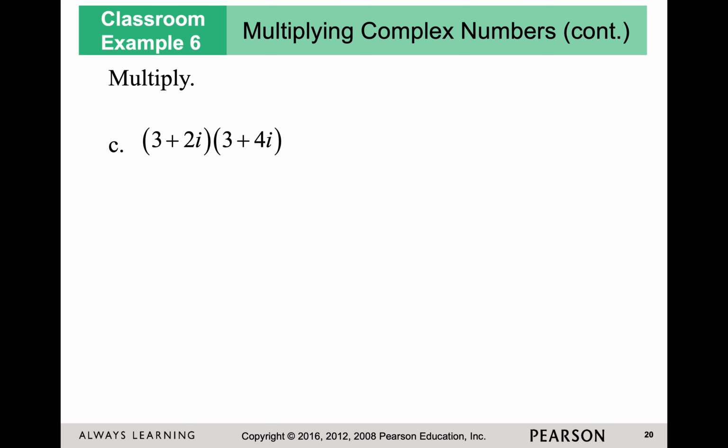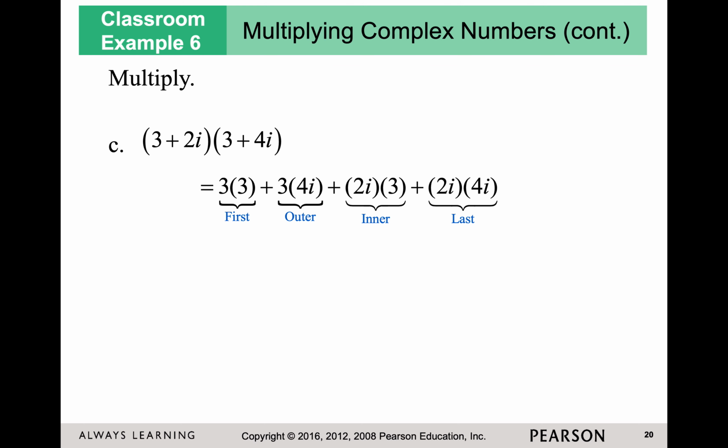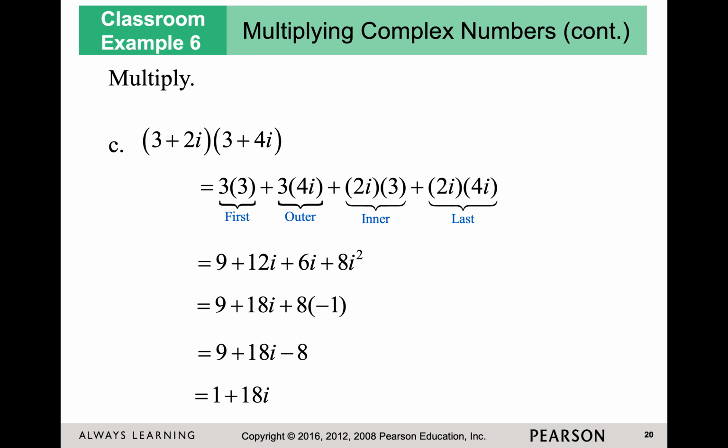Here, I'm going to FOIL again, and then I'm going to look at, okay, what is my arithmetic here? I'm going to complete the multiplication, and I'm going to say, okay, I have 12i and 6i. I can combine those. I know i squared is -1. I want to have it in a plus bi format.